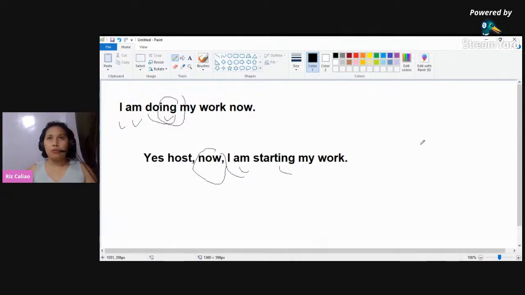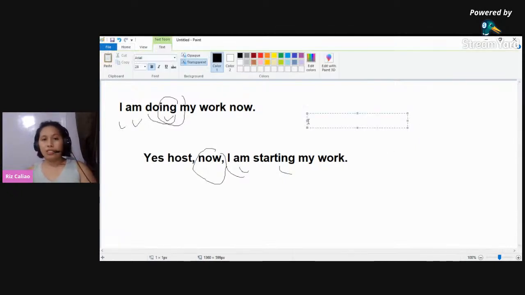But if the action is repeated, like, for example, I work every day, there's no ing there, because it's every day, it's not now. When you use now, with an ing. But when it's every day, meaning repeated, we use the simple tense of the verb. So you can say, I work every day.